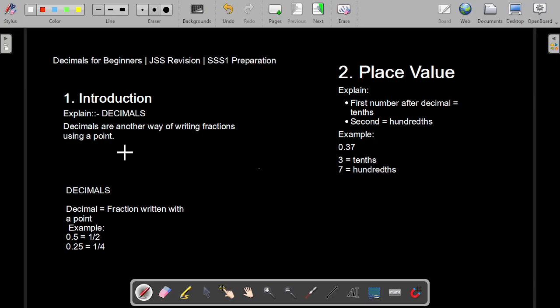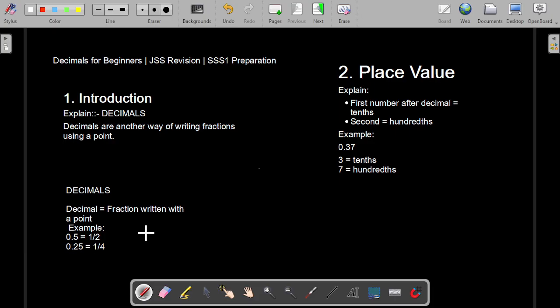A decimal is equal to a fraction written with a point. As I say, it's a representation of a part of a whole number. Instead of writing 1 over 2, you will write 0.5. That point is what we call the decimal point. Instead of writing 1 over 4, we write 0.25.